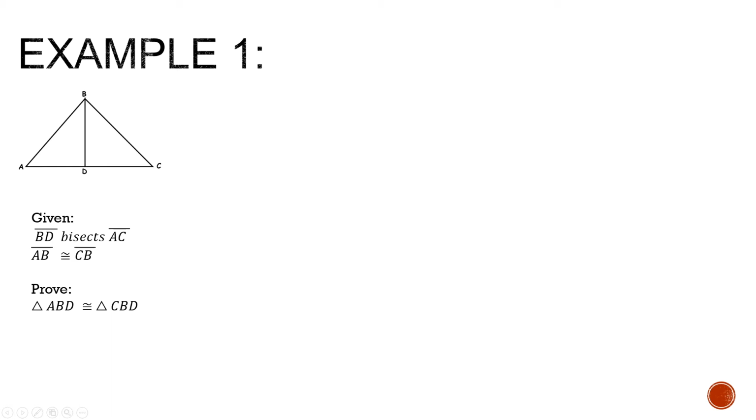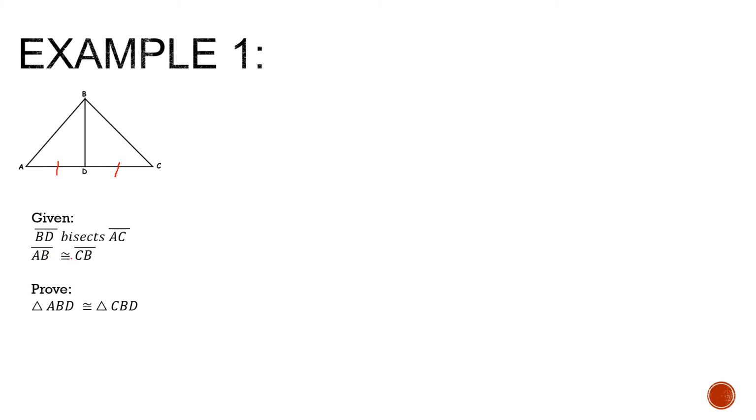So now I like to plan out what I'm going to say and do before I do it. I do that by marking up the picture and thinking about things I can use. What I know right here, because BD bisects AC, is that this side right here is congruent to this side. That's the definition of bisects. Bisects cuts something in half.